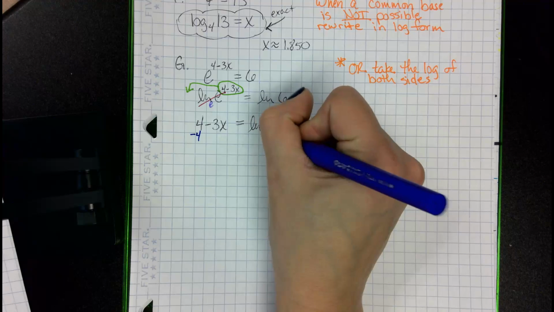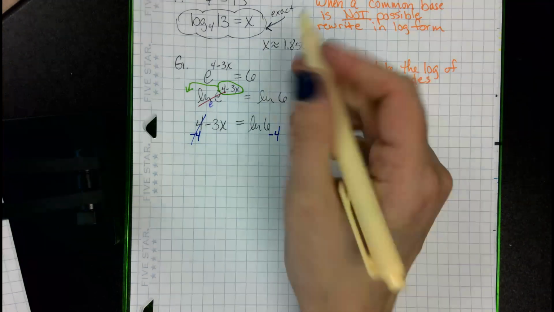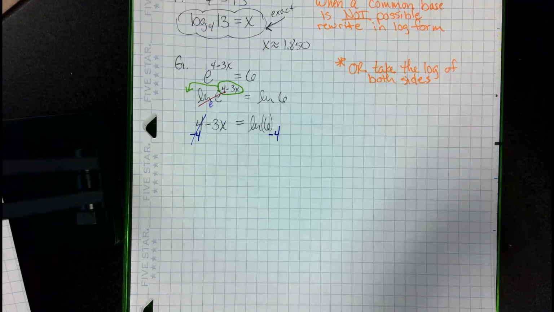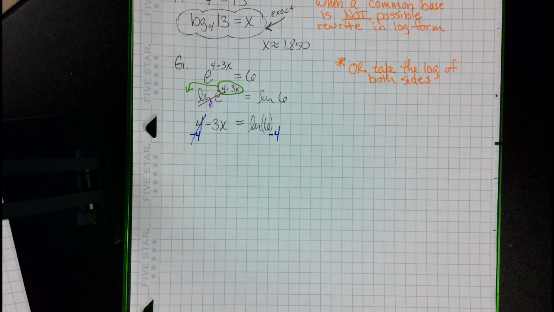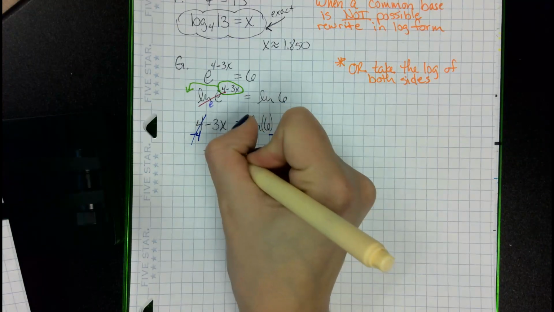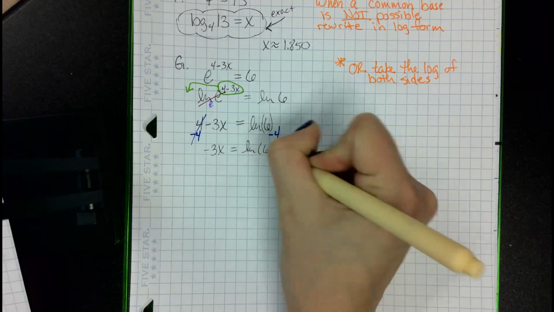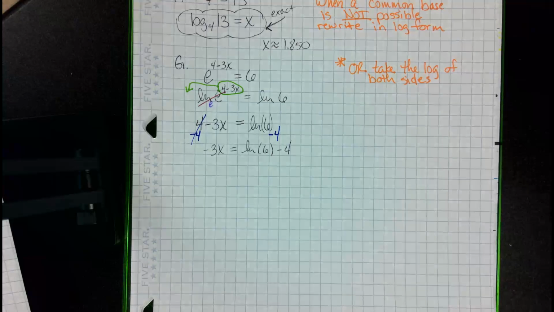So I'm going to subtract 4 from the ln 6. When you do that, be very careful. You're not subtracting 4 from 6. You're subtracting 4 from the natural log of 6. So this is where having your argument in parentheses can be useful, because we're not going to have ln 2. That would be incorrect. We have 3x, or negative 3x, equals ln of 6 minus 4 on the outside.